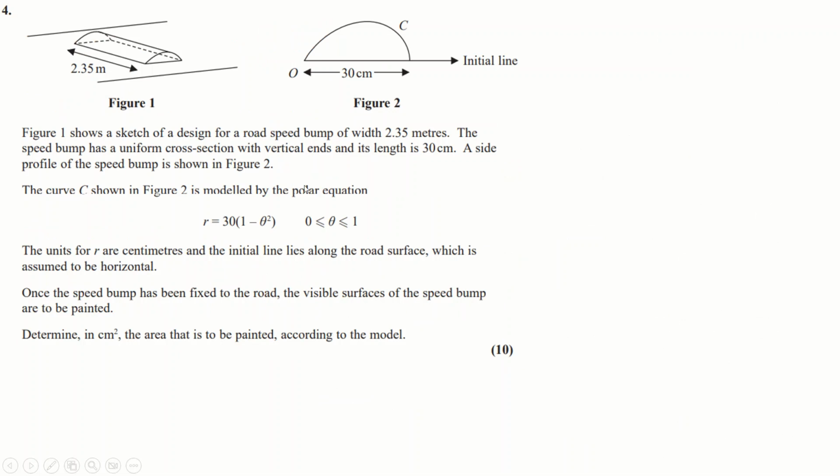Question number 4 is just a great question. I really loved it. Just lots of really nice calculus, which is probably the best thing in A-level maths, isn't it? Let's be honest. So we've got a speed bump here, and we want to work out how much area is going to be painted.